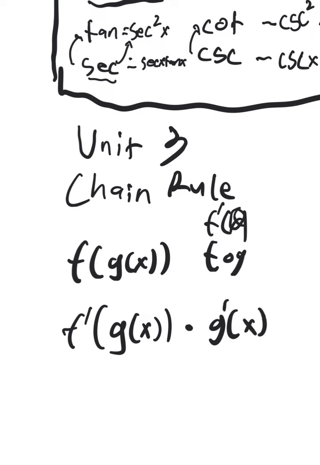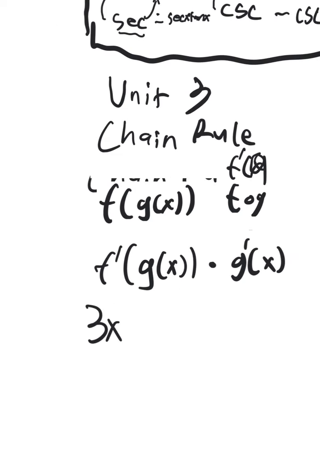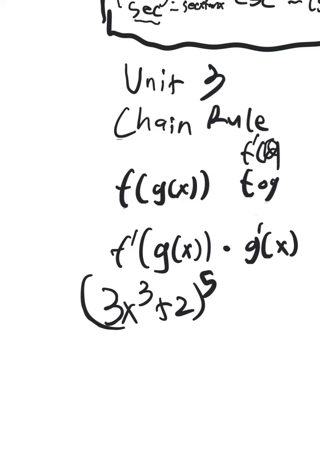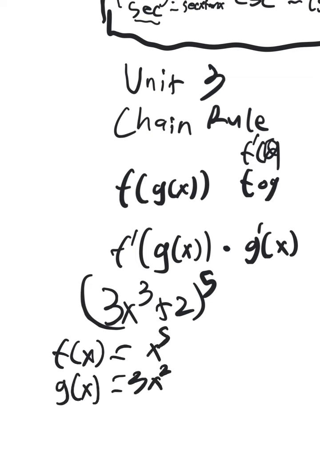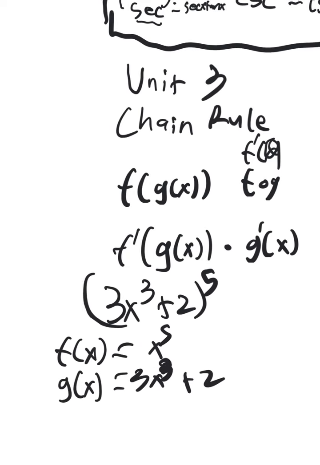So let's say we had something like this: 3x cubed plus 2, all to the fifth. Notice this isn't just x to the fifth, and it's not just 3x cubed plus 2. It's kind of a mix of both. The 3x cubed plus 2 is inside of something to the fifth. So we'll define our f of x to be x to the fifth, and then our g of x to be 3x cubed plus 2.